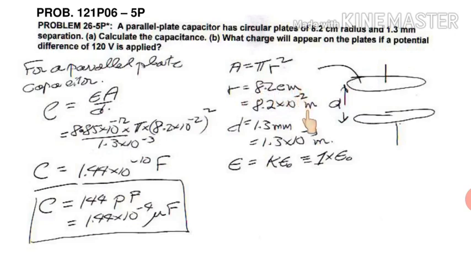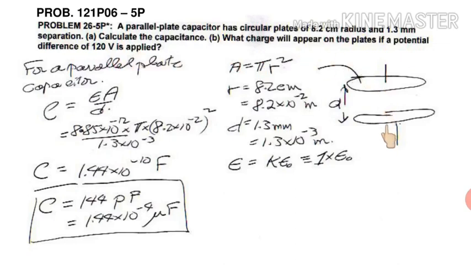We have to convert into meter. So we'll have this 8.2 into 10 to the power minus 2. And this is in millimeter, again we have to convert into meter. So it will be 1.3 into 10 to the power minus 3 meter. Okay, so this is simple conversion of the units. Now they're asking us to calculate the capacitance.